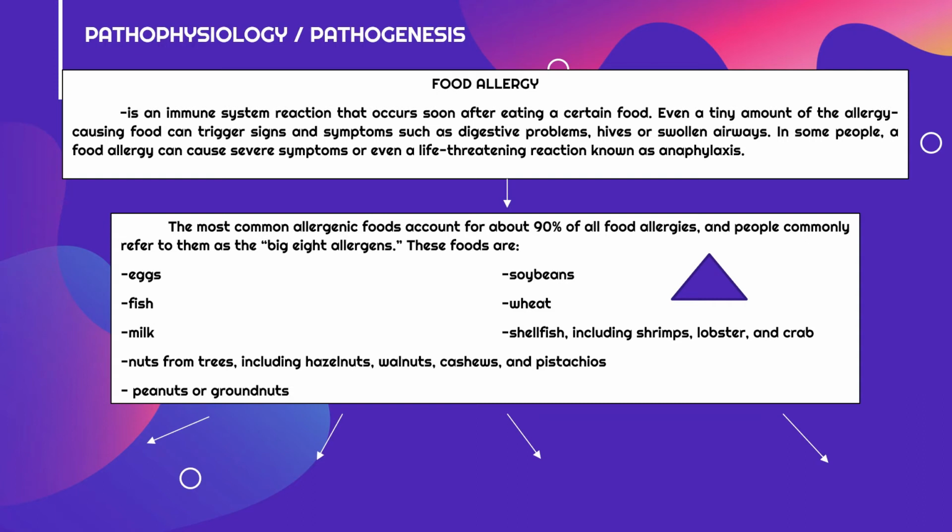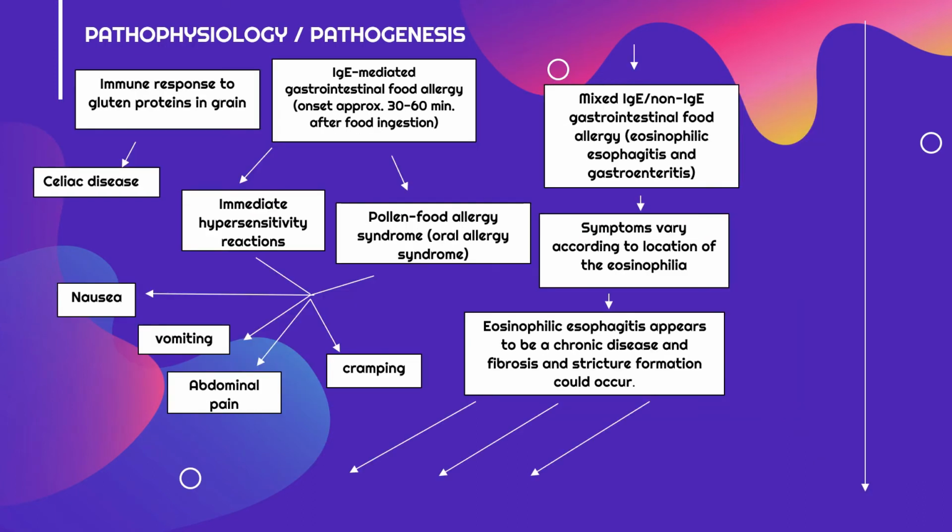First, it leads to an immune response to gluten proteins in grain, and after that, it leads to celiac disease. Celiac disease is an immune disease in which people can't eat gluten because it will damage their small intestine. And we're going back to the etiology.